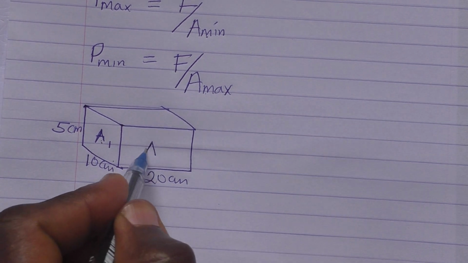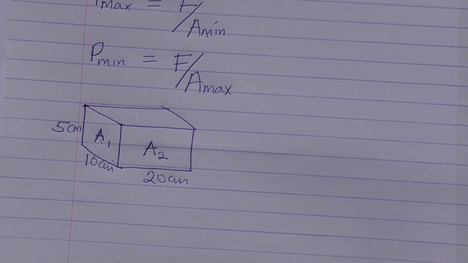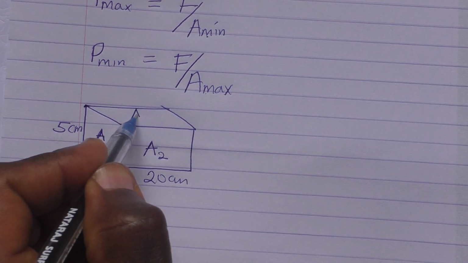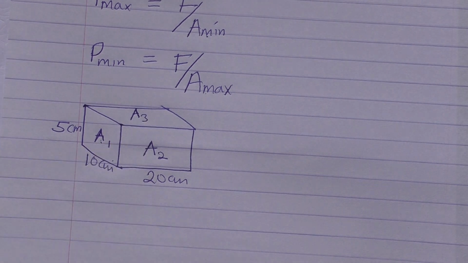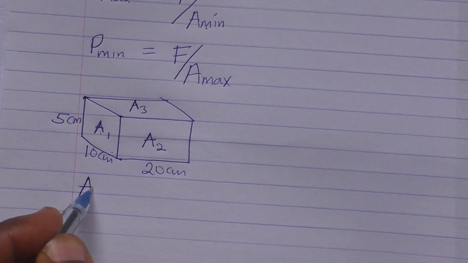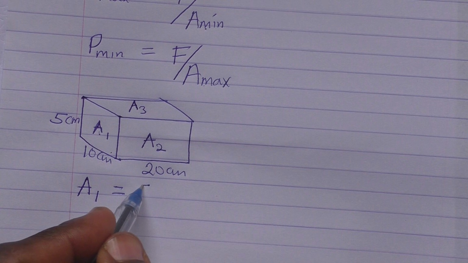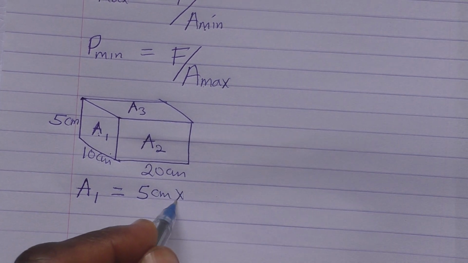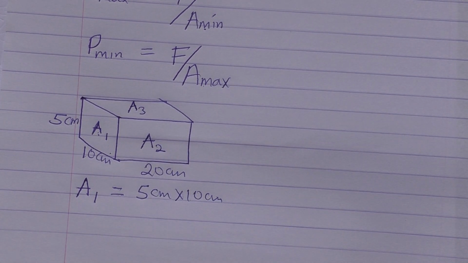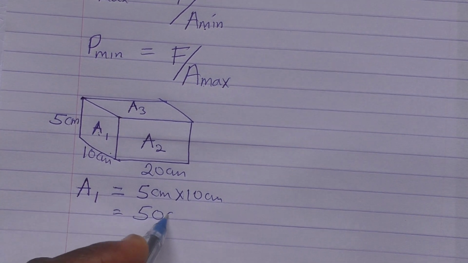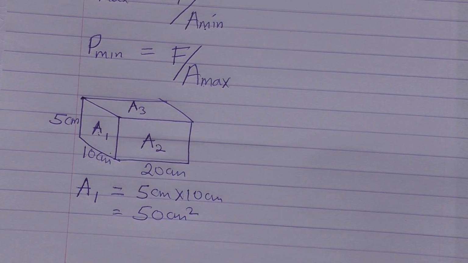We can also use this face to give us area 2, or we can use this face to give us area 3. Therefore, area 1 will be given by 5 centimeters by 10 centimeters, since area is length times width, which will give us 50 centimeters squared.